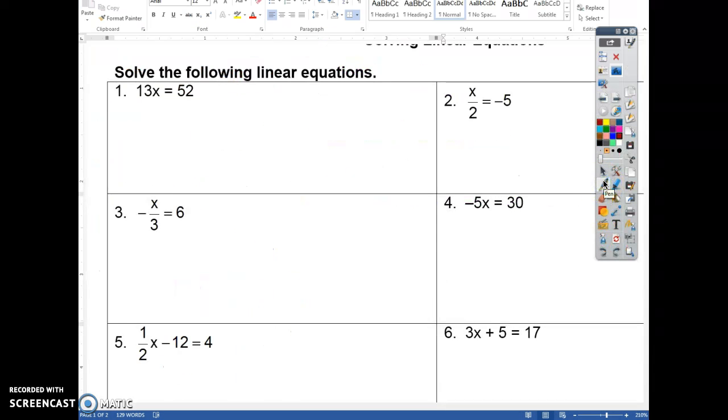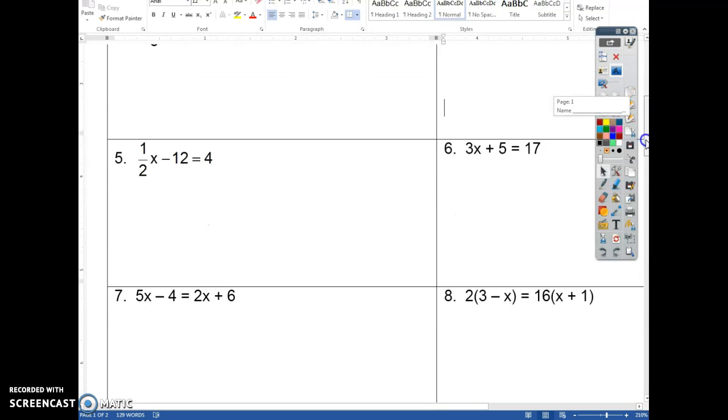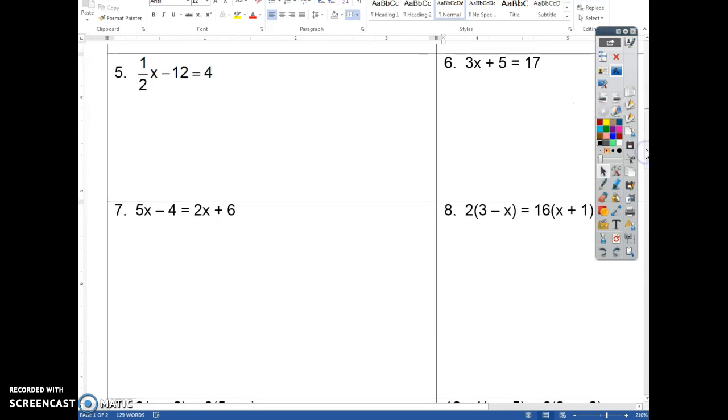Okay, so problems number 1 through 4 are pretty simple. You just do the opposite of what's happening right here. They're multiplying, so the opposite is to divide them. Right here, what's happening? Division. The x is being divided by a -3, so you are going to multiply. Okay, problem number 2, same thing. The x is being divided by the 2, so you multiply both sides by 2. Number 4, the x is being multiplied by a -5, so you will divide both sides by -5. Those are pretty simple. I'm not going to do them for you, but we're going to go ahead and start on problem number 5. And we're going to do our little checklist.